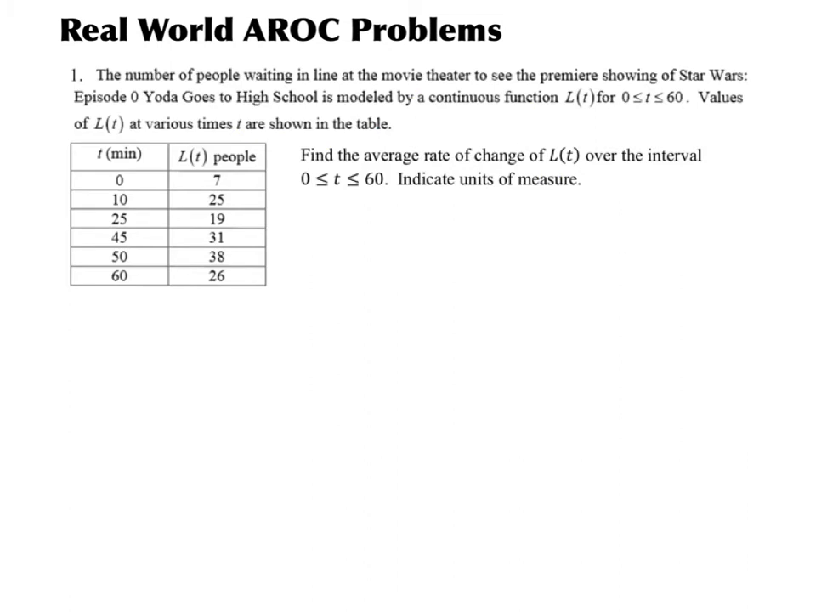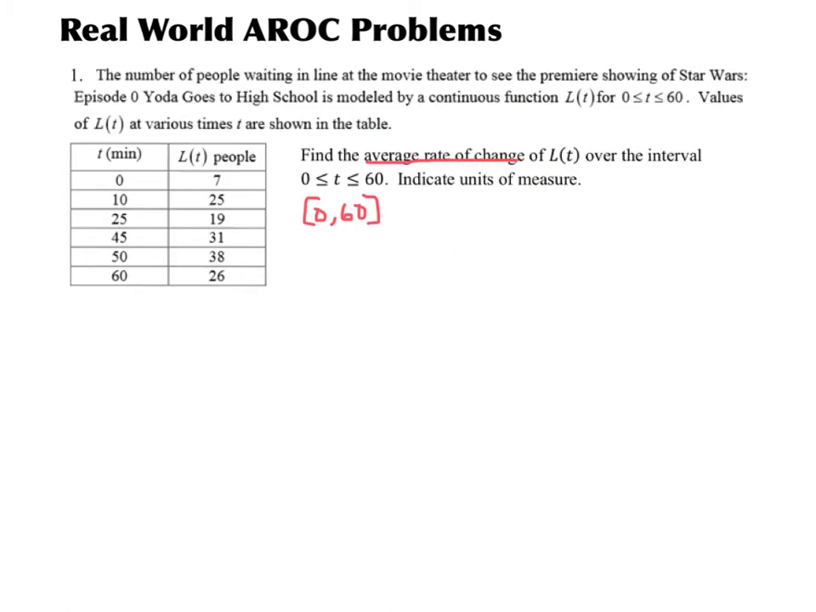So this first example says the number of people waiting in line at the movie theater to see the premiere showing of a new Star Wars movie is modeled by a continuous function L of t from 0 to 60 minutes. Values of L of t, the number of people in line at various times, are shown in the table. Okay, so it's asking here for the average rate of change. So they're not going to use AROC. They're going to say average rate of change of the function over the interval 0 to 60. So this is our 0, 60. This is our interval that they're giving us. Indicate the units of measure.